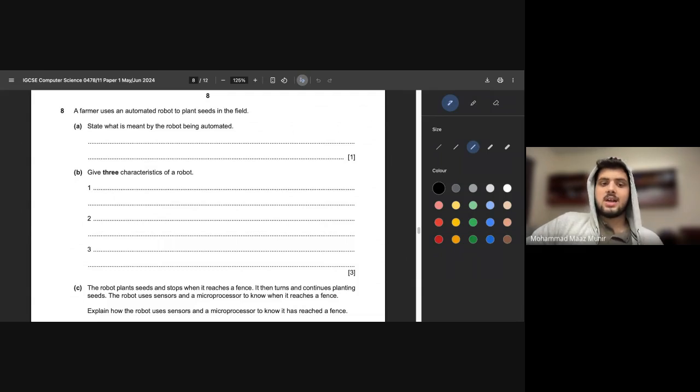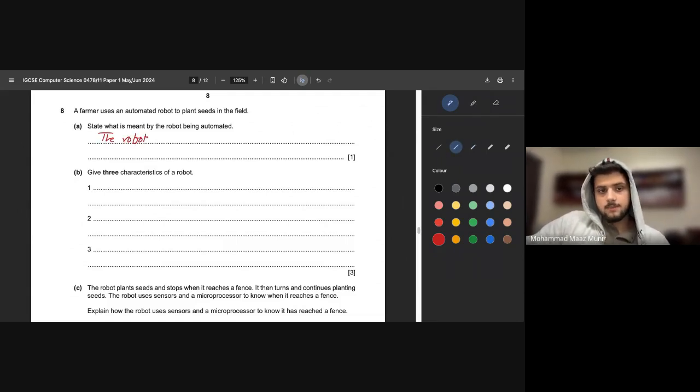So it basically means that the robot can perform actions without human intervention. We will write it as: the robot can perform actions without the human's intervention.